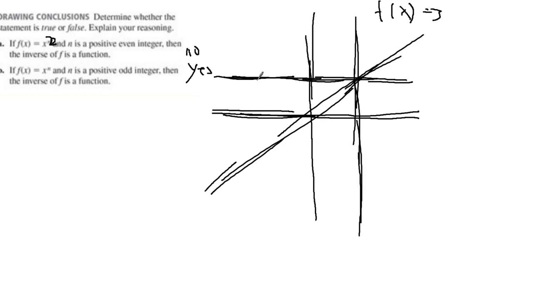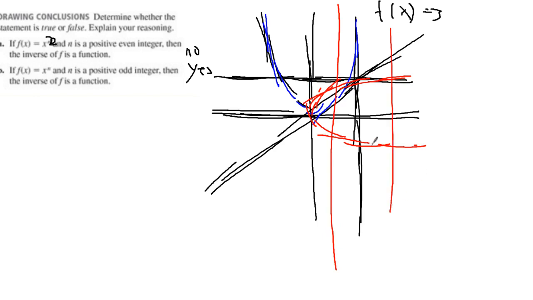If we actually have a squared, f(x) equals x squared, like this, then we'll also get a non-function, because if you take the inverse, it's not going to be a function. It doesn't pass the vertical line test.